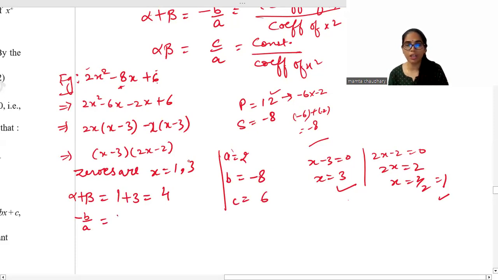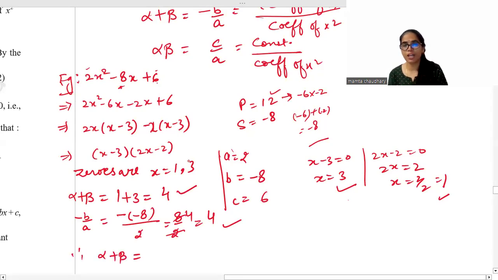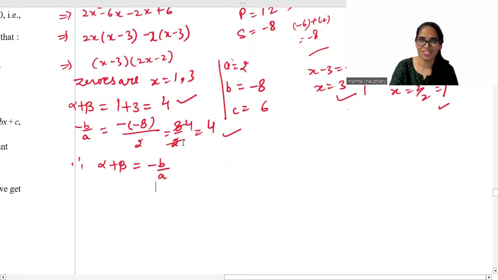Minus b upon a. Minus b is what? Minus 8 upon a. A is what? 2. Okay. So minus minus plus 8 by 2. 2 4 is 8. Here we got 4. It means what we can say? Therefore, alpha plus beta equals minus b upon a. We verified one relation. Now second relation.